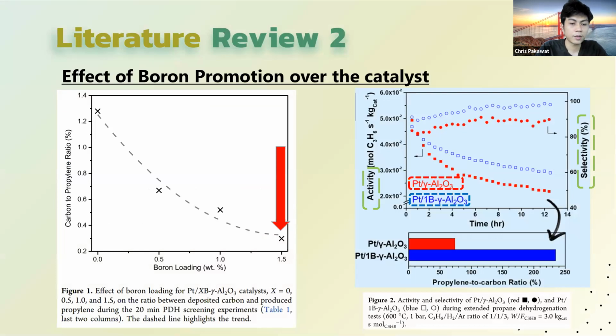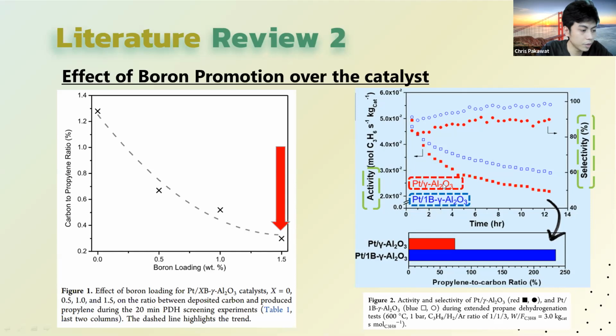Effect of boron promotion over the catalyst. Promotion with boron does improve the performance of the catalyst. The activity and carbon formation are affected by boron loading. Figure 1 shows that addition of boron to the catalyst has a larger effect on the amounts of carbon than on the propylene yield. In the right picture, the performance of the platinum-boron gamma alumina supported catalyst is compared to the reference platinum alumina catalyst.